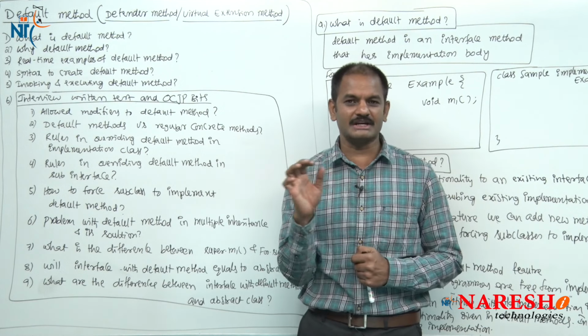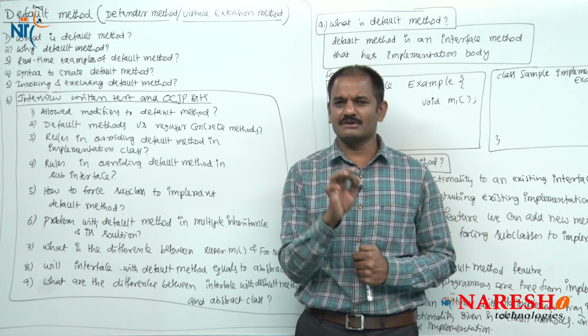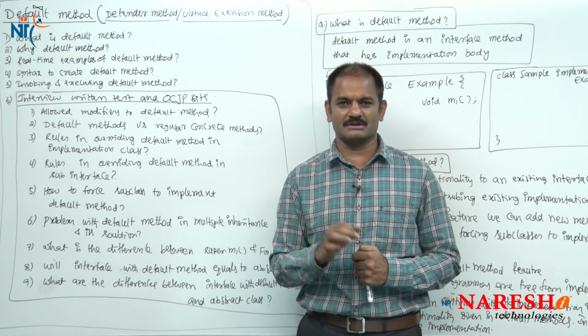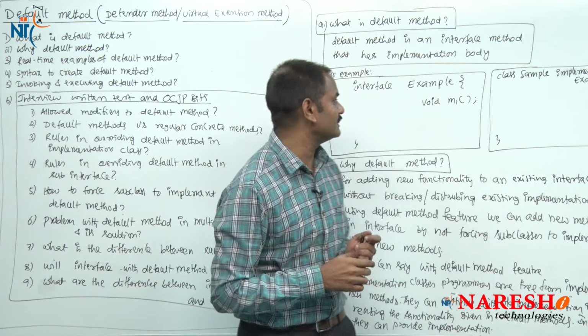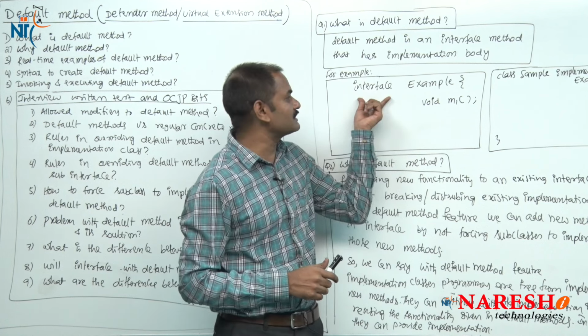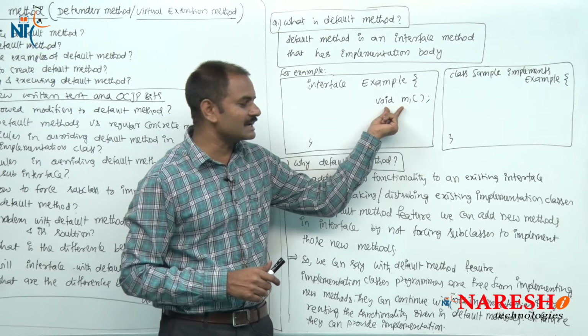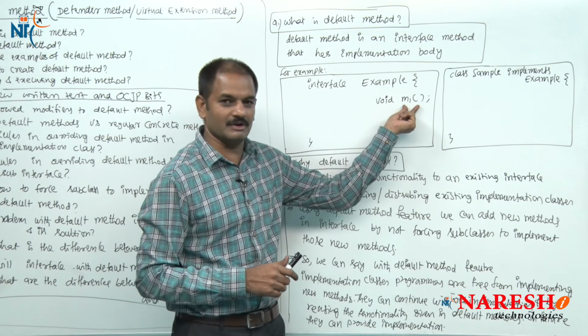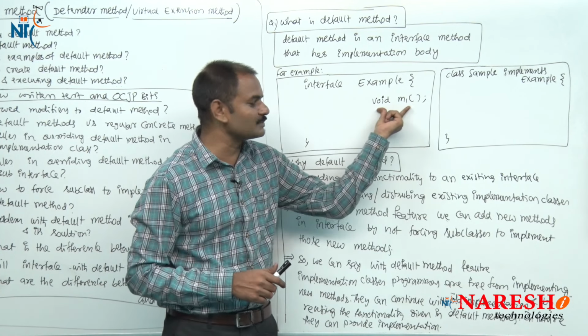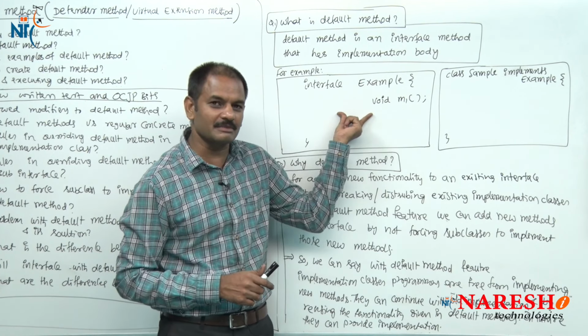Solving interface problem. Interface has one limitation. What is that limitation? Please look here. I have created one interface with the name Example. Inside this interface Example, I have declared one method with the name M1. Can you tell me what kind of method this M1 is? Concrete method or abstract method?